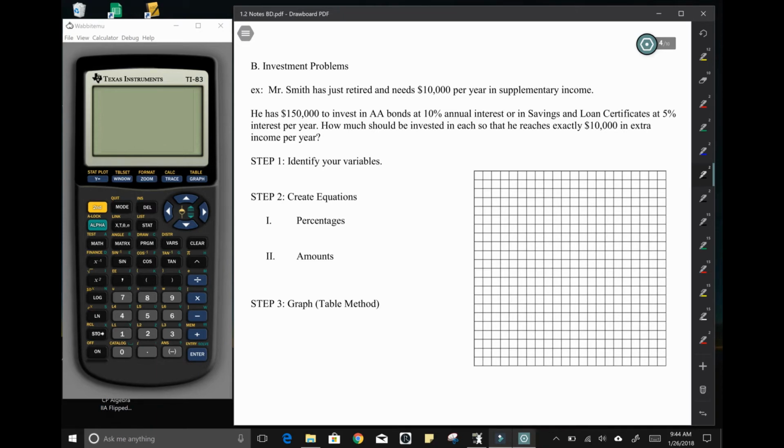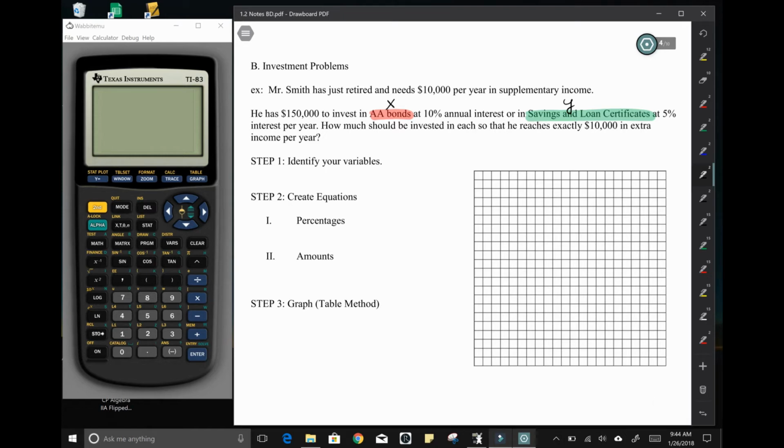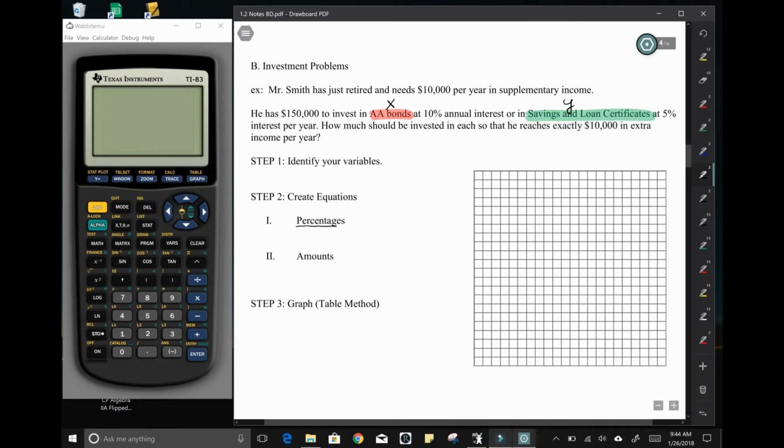The variables we are going to use are, again, how much should he invest in each? So we have 2 things, the bonds, and we have savings and certificates. So let those be your variables. X is bonds, Y is savings. Okay, let's create our equations, one of which is going to involve all the percentages and how much money we need to make.